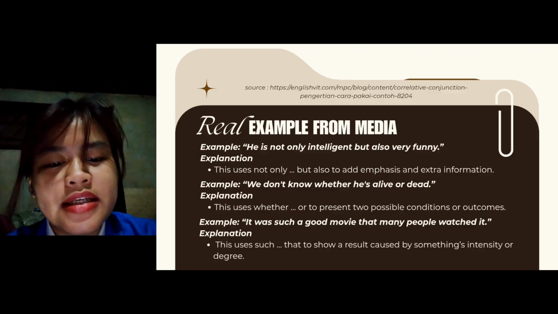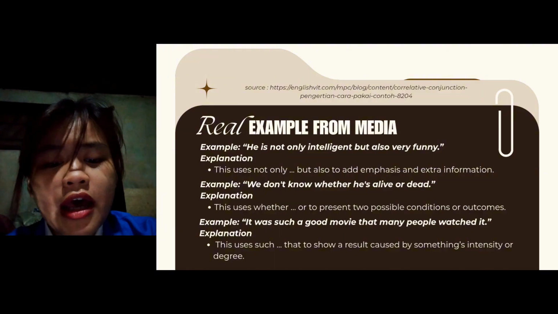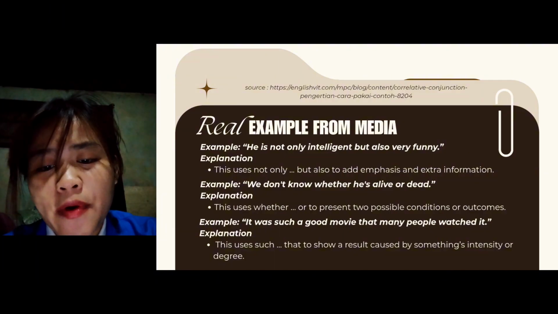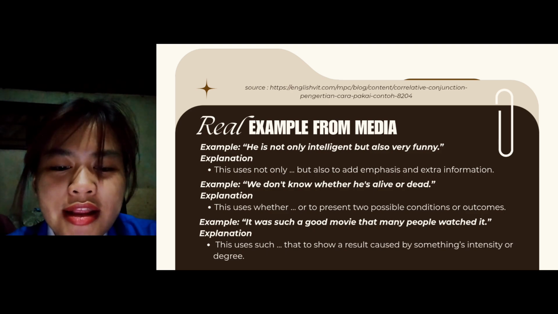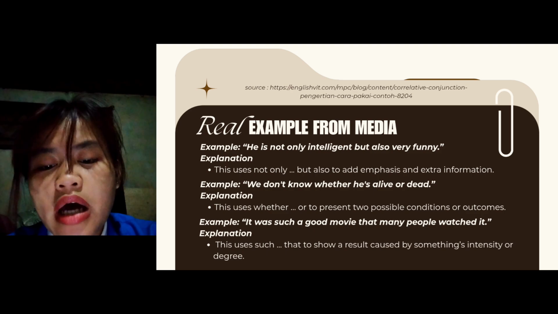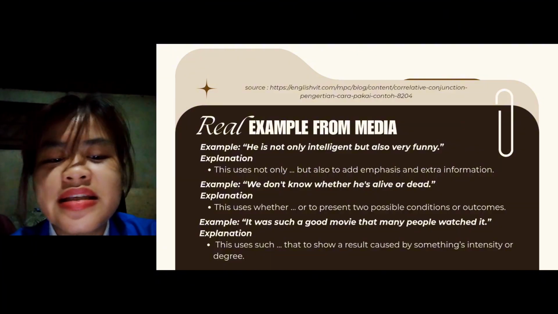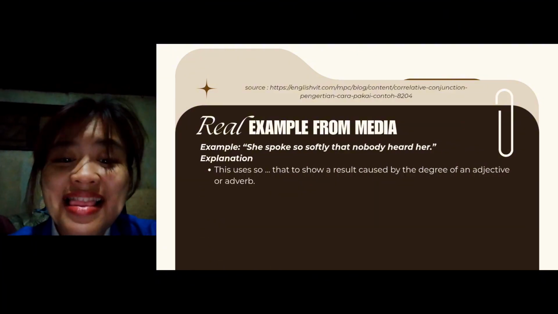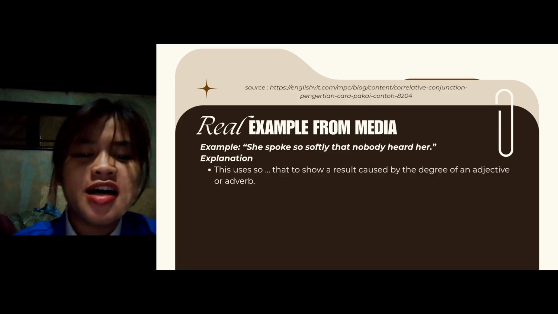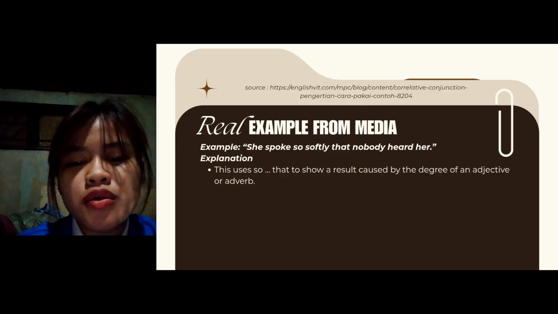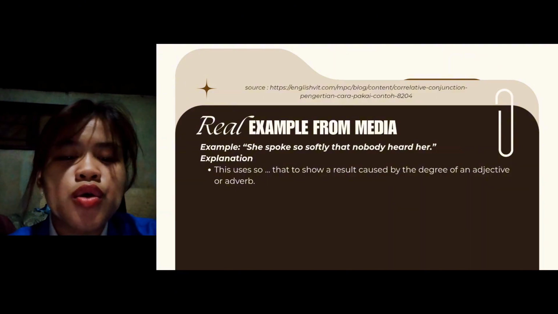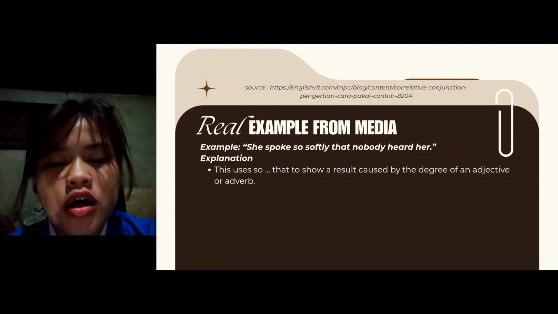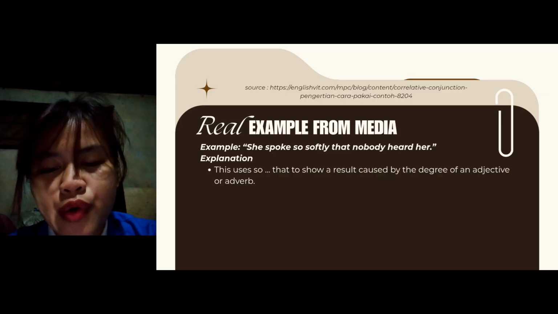Example 6. It was such a good movie that many people watched it. Explanation: this uses such that to show a result caused by something's intensity or degree. The last example from media is: she spoke so softly that nobody heard her. Explanation: this uses so that to show a result caused by the degree of an adjective or adverb.